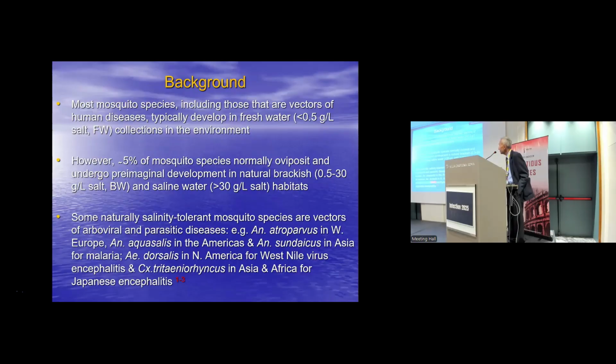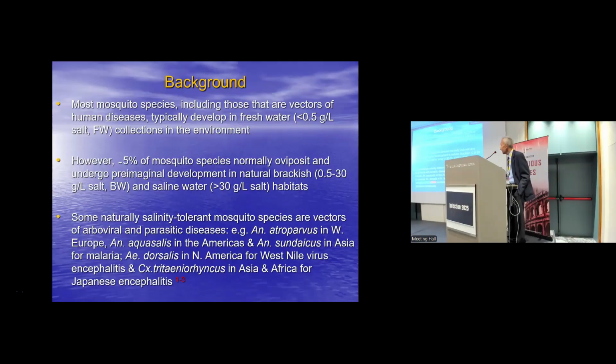However, 5% of the mosquitoes normally oviposit and undergo pre-imaginal development, that is larval and pupal development, in natural brackish waters, which is 0.5 to 30 grams per liter of salt, and saline water as well in some cases. So that is more than 30 grams per liter of salt, which is roughly seawater. Some naturally salinity-tolerant mosquito species are vectors of arboviral and parasitic diseases.